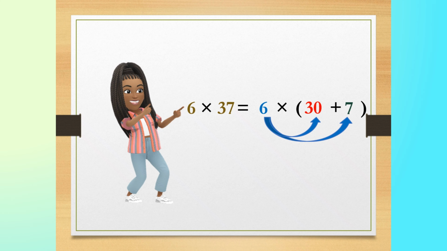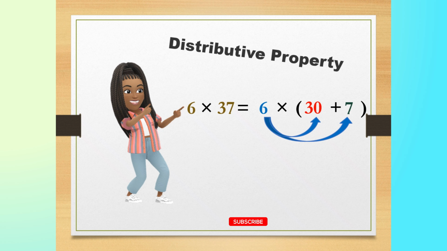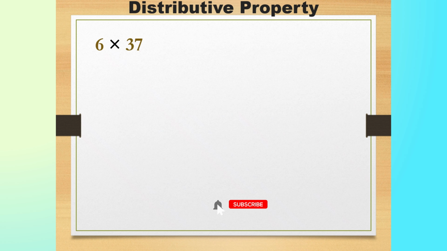Did you know you can break apart a big math problem into smaller ones and still get the same answer? That's the distributive property. Let's multiply 6 and 37 using the distributive property. In the distributive property, we make use of two math operations, the times and the plus.